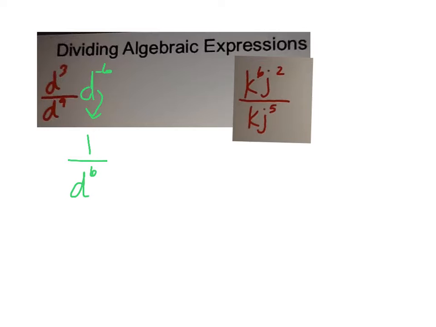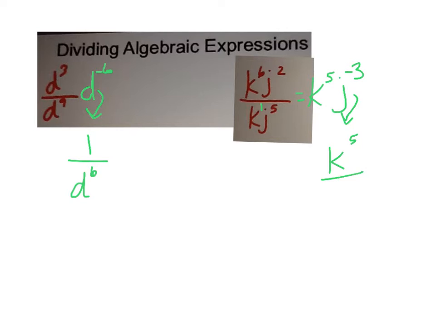On top we have a k to the 6th power, on the bottom we have a k. Just a friendly reminder, if there is no exponent, it means it's to the first power. So for our k, it's 6 minus 1, which gives us k to the 5th power. For our j's, it's 2 minus 5, taking away a bigger number, so it's going to be a negative, and that gives us j to the negative 3rd power. Final answer can't have a negative, so we're going to send j to the 3rd to the bottom. The k will stay on top, so it's k to the 5th power over j to the 3rd power.